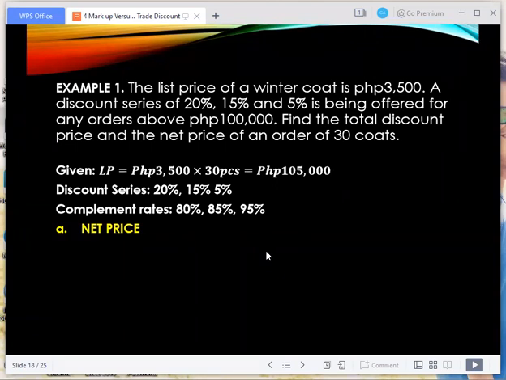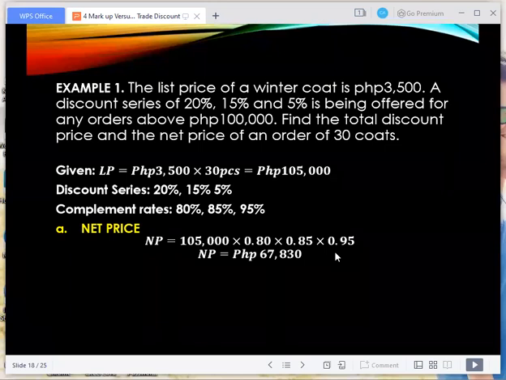Now for your net price, what would be the net price? So for the net price, that would be the list price multiplied by your complement rates. So our list price is 105,000 pesos multiplied by the 3 complement rates, 0.8, 0.85, and 0.95. You'll get 67,830 pesos. So meaning, instead of paying 105,000 pesos, you will now have a net price of 67,830 pesos per can.